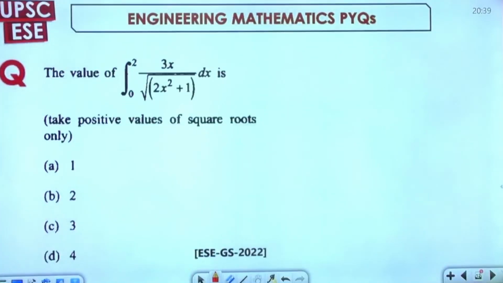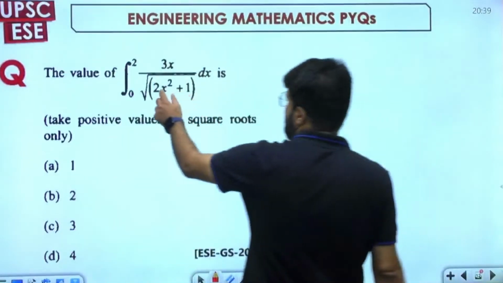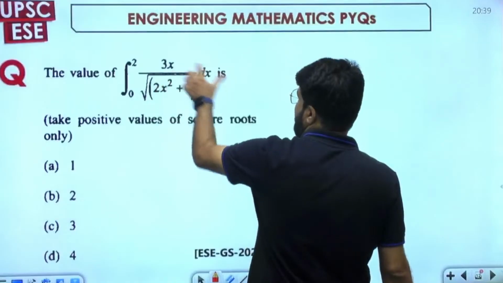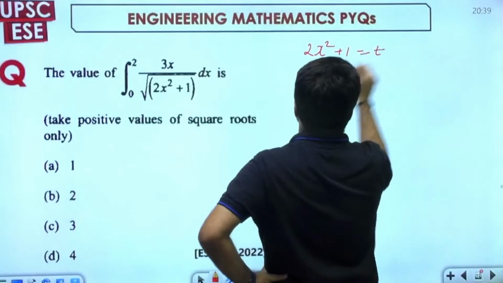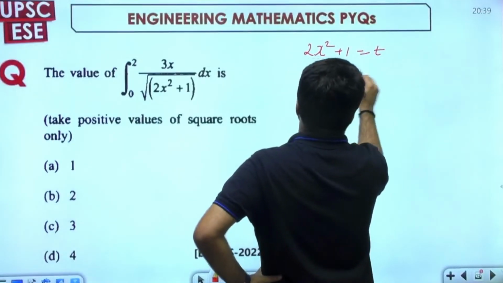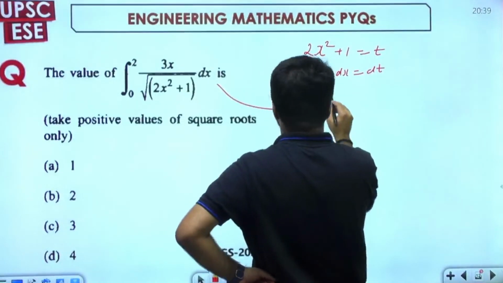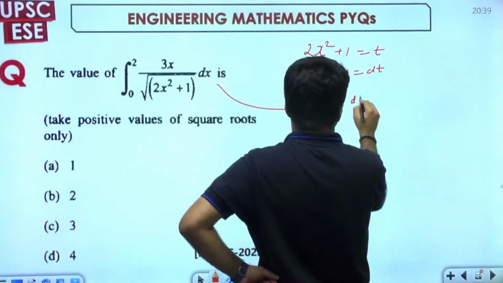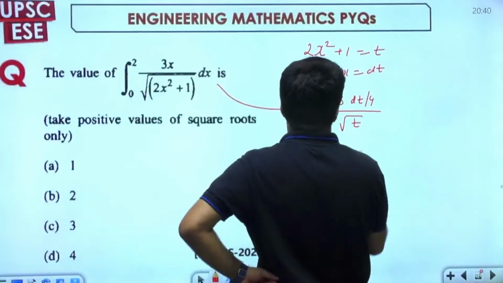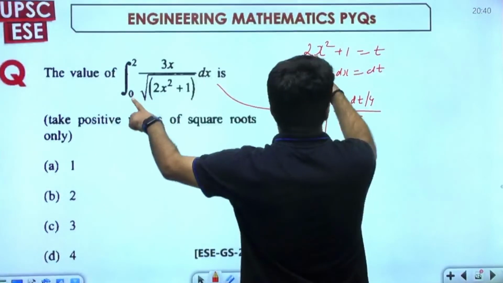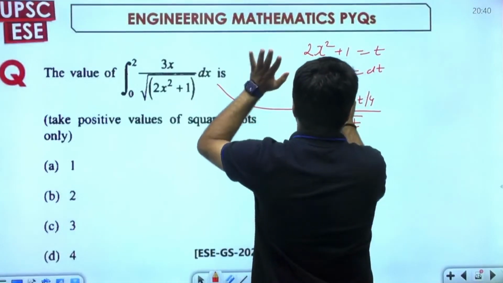Next question. Again a direct integral question, a substitution question basically, because if you substitute the entire term 2x square plus 1 as t, then 4x dx equals dt. So this integral will become, limits we will check, x dx is dt by 4 divided by root over t. Now the limit of t: if x is 0, t becomes 1, and if x is equal to 2, 2 into 2 square, 8 plus 1, this is equal to 9.